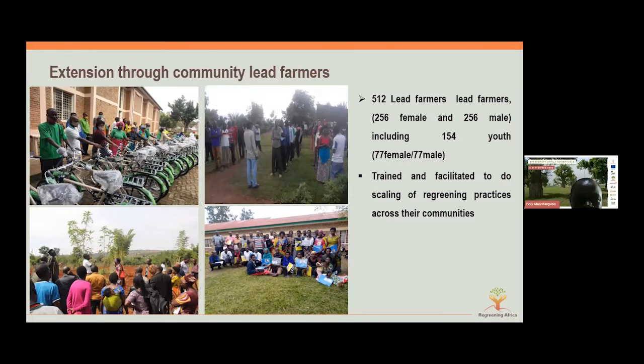You can see in the pictures during the field visit, and they were also provided with bicycles to support them to be able to move around as they facilitate extension from farmer to farmer. Next slide.